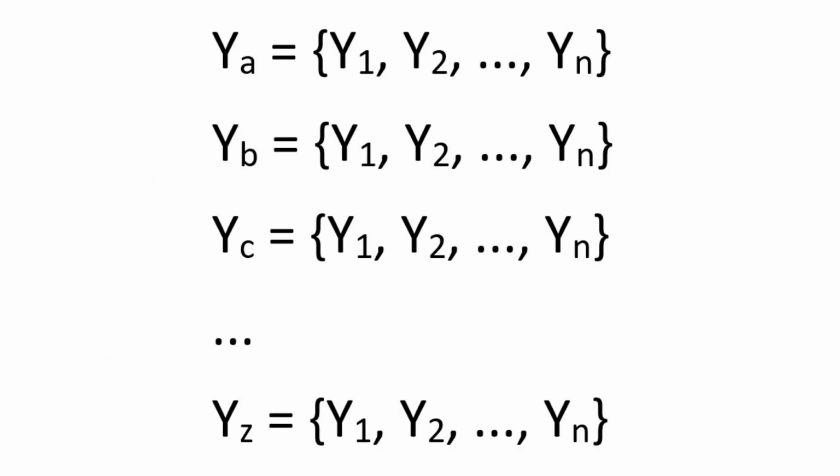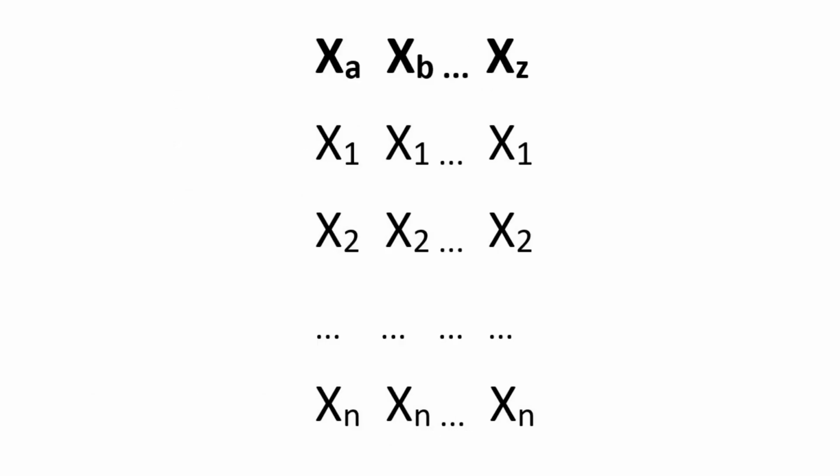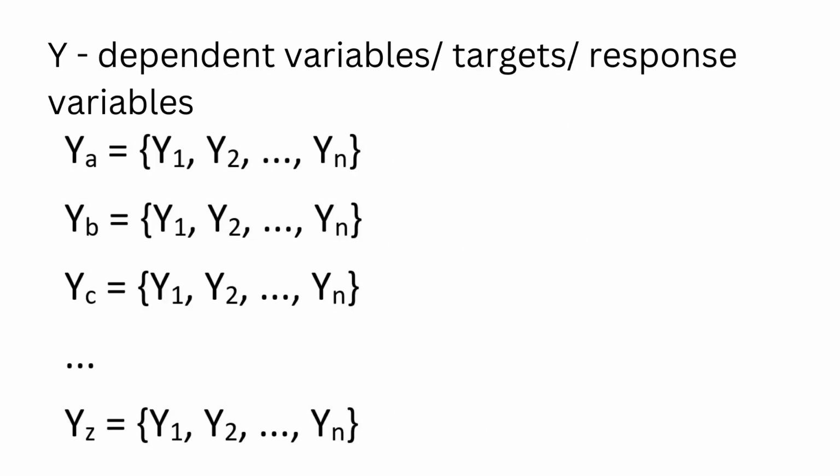x and y. The x1s are called independent variables, features, or predictors. These together form a matrix X. In addition, we work with one or multiple vectors y. These are also called dependent variables, target or response variables.